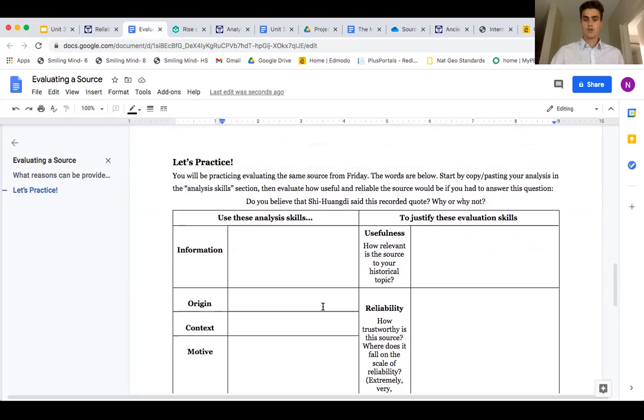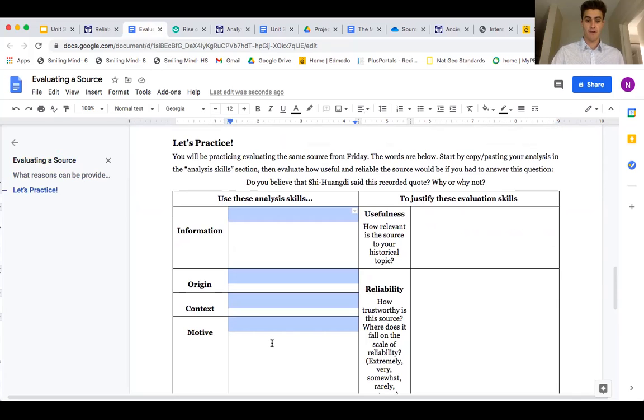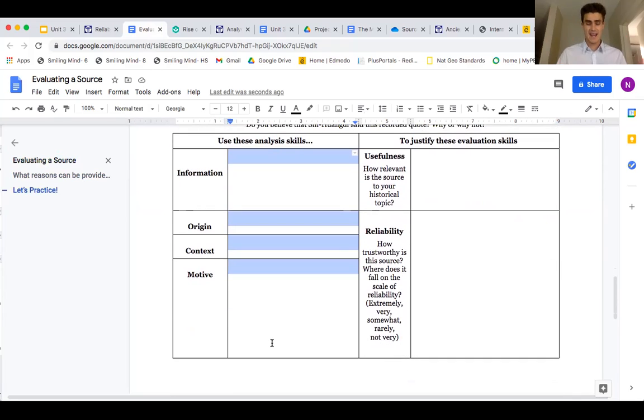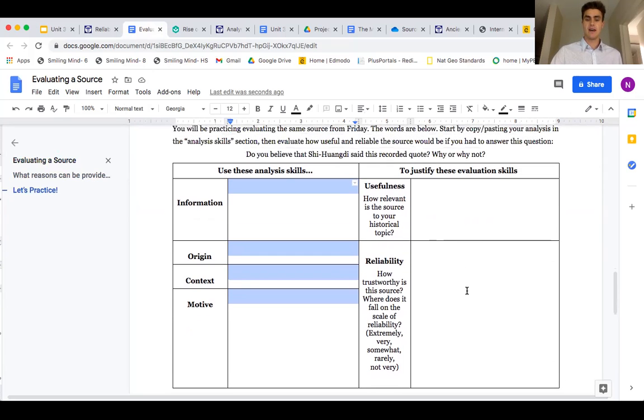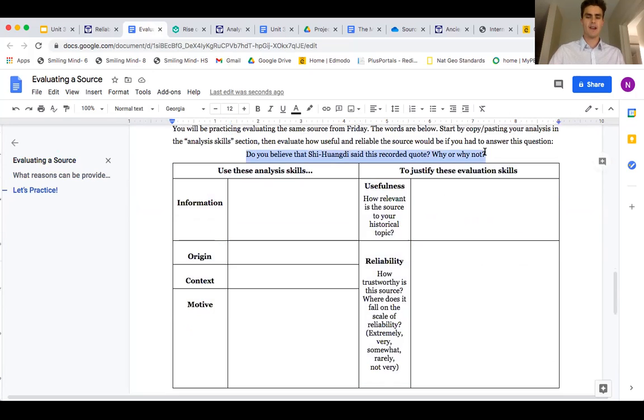So you're going to start by copy pasting your analysis from Friday into these boxes. Again, you've already done the hard work, which is really cool, okay? Then you're going to justify these analysis skills while answering this question. So if you were writing an essay or a paragraph answering this question, okay, you're going to determine its usefulness and its reliability based off of the analysis that you have already done, okay?